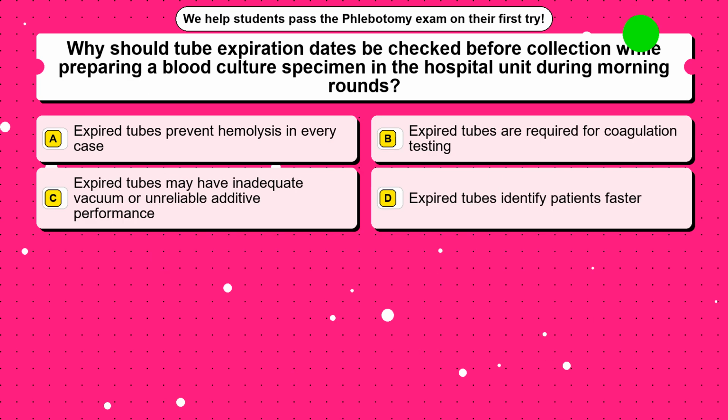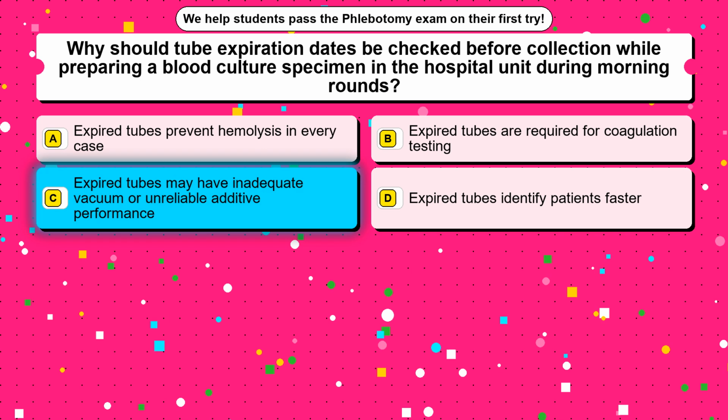Question 44. Why should tube expiration dates be checked before collection while preparing a blood culture specimen in the hospital unit during morning rounds? Option A, expired tubes prevent hemolysis in every case. Option B, expired tubes are required for coagulation testing. Option C, expired tubes may have inadequate vacuum or unreliable additive performance. Option D, expired tubes identify patients faster.